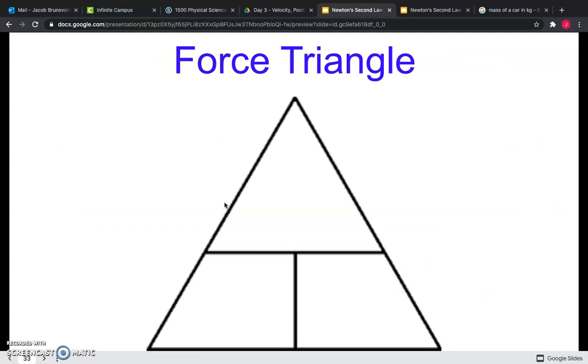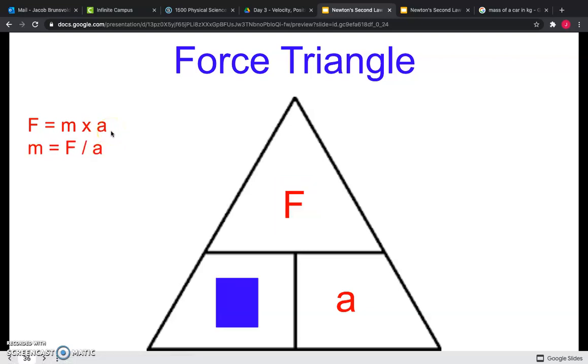Okay, so next we're going to define the force triangle. That will help us figure out the relationship between force, mass, and acceleration. So here it is. We have F on top, and then M and A are on bottom. Like all of our triangle relationships, we can get three equations out of this. If I cover up the F, I'm left with M and A on bottom. Remember, if you have two things on bottom, they're multiplying each other. So our first equation is F equals M times A.